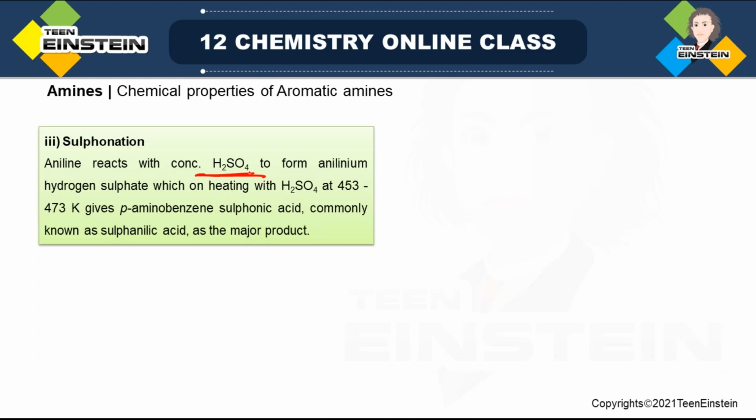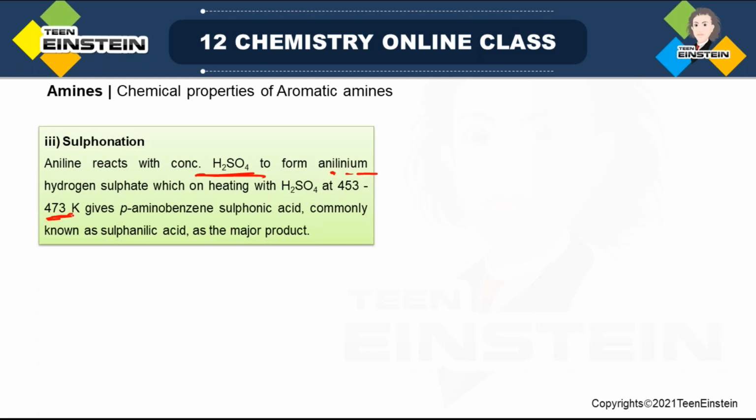Aniline reacts with concentrated H2SO4 and it forms anilinium hydrogen sulfate. And when we are heating it with H2SO4 at 453 to 473 Kelvin, so just subtract 273, you can understand in terms of degree centigrade, it will be around 200 degree centigrade something. So it is quite high temperature. And what we are getting? We are getting para-aminobenzene sulfonic acid.